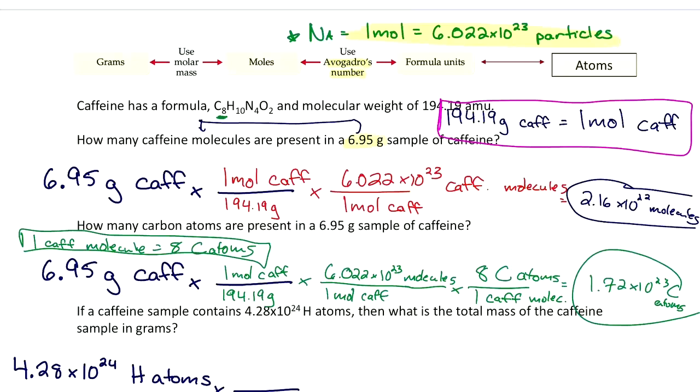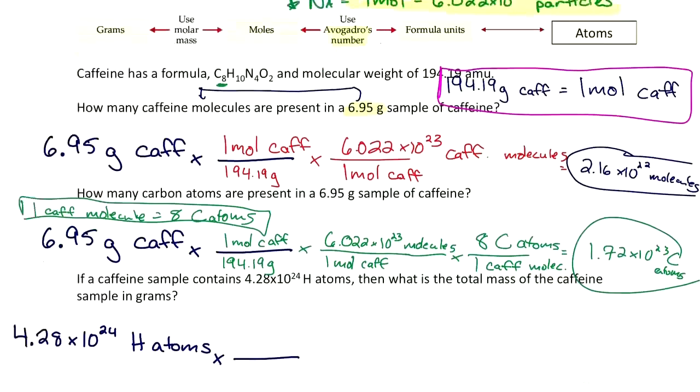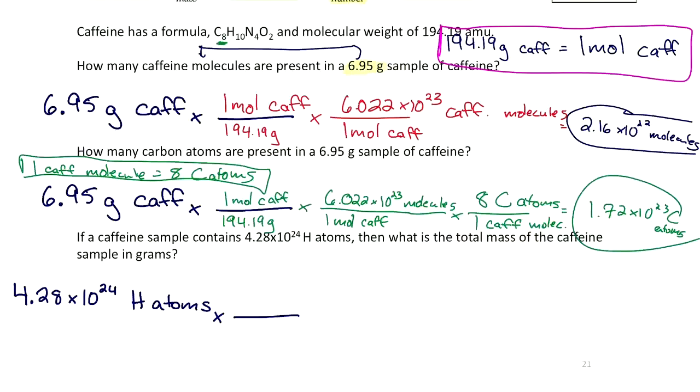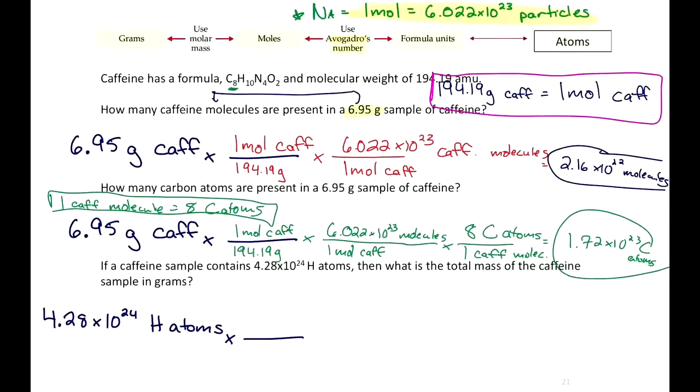Now this is the very last one, and it's the hardest one, but it's actually the one we just did, but in reverse. In this example, I'm telling you how many hydrogen atoms I have. I have a caffeine sample that has this many hydrogen atoms. What is the total mass of this caffeine sample in grams? We actually have all of the conversion factors we need. We just need to make sure we do it in the right order.